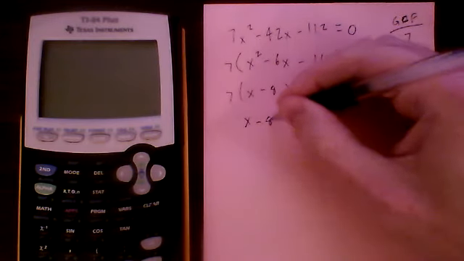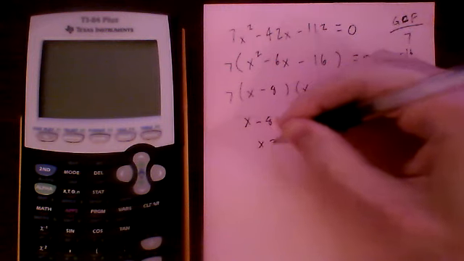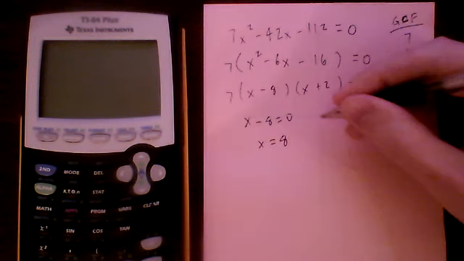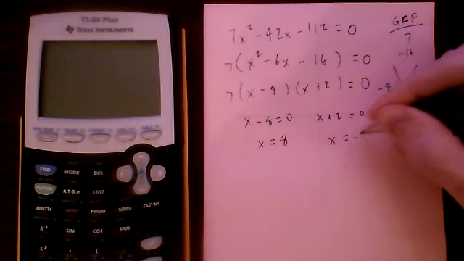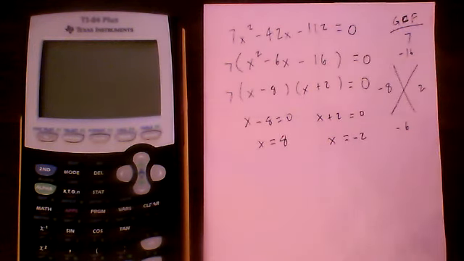So x minus 8 equals 0 will give me that x is 8. That'll be my first solution. And x plus 2 equals 0 will give me that x is -2. And that'll be my second solution. Okay, so there's my answers by factoring. Now, that's one option for how to solve this problem.